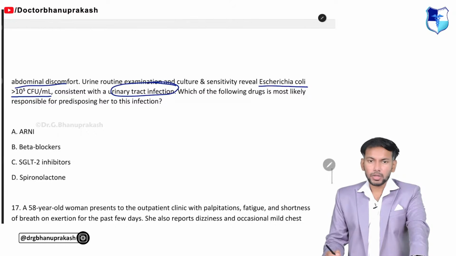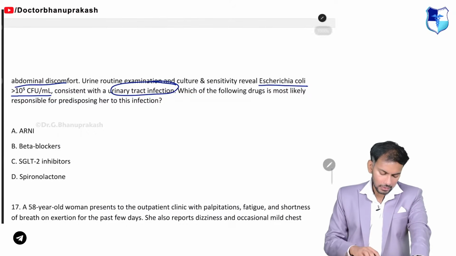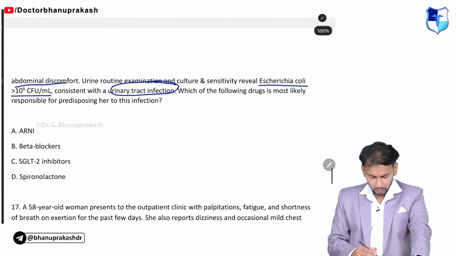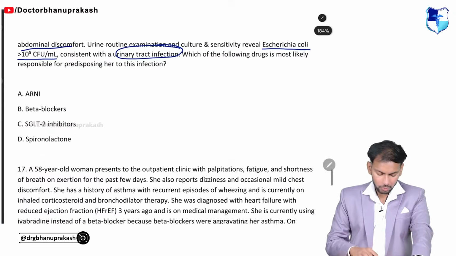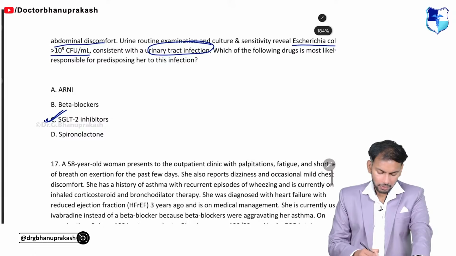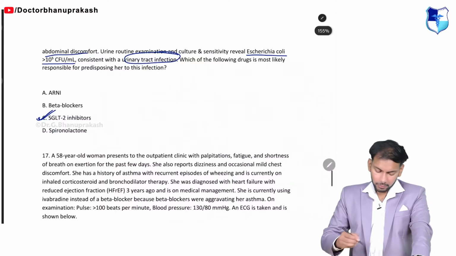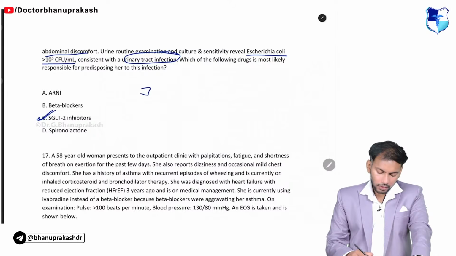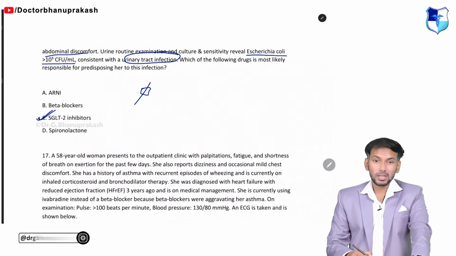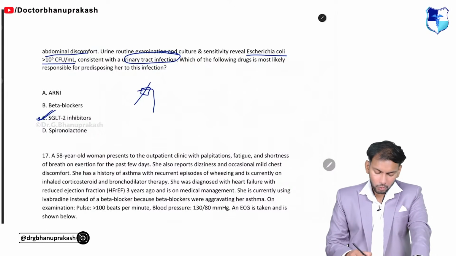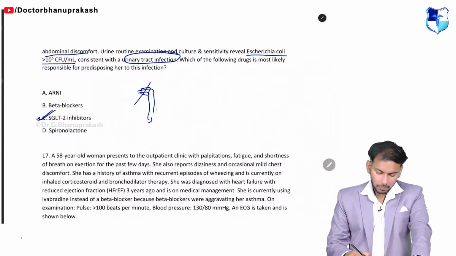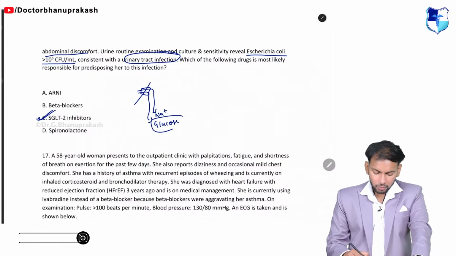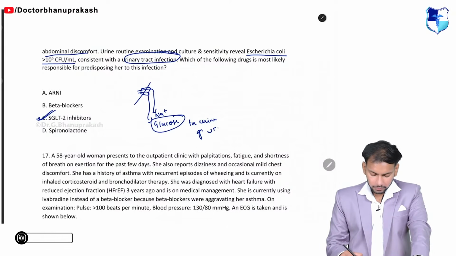Which drug will cause UTI? This much you already know. Is it ARNI, beta blocker, SGLT2 inhibitor, or spironolactone? Yes, everybody should be able to answer this. This is a PYQ. It is SGLT2 inhibitor. I've already told you. If you block a sodium glucose transporter, what will happen? Sodium and the glucose, both of them are lost in urine. So, because of presence of glucose in urine, it can cause UTI.